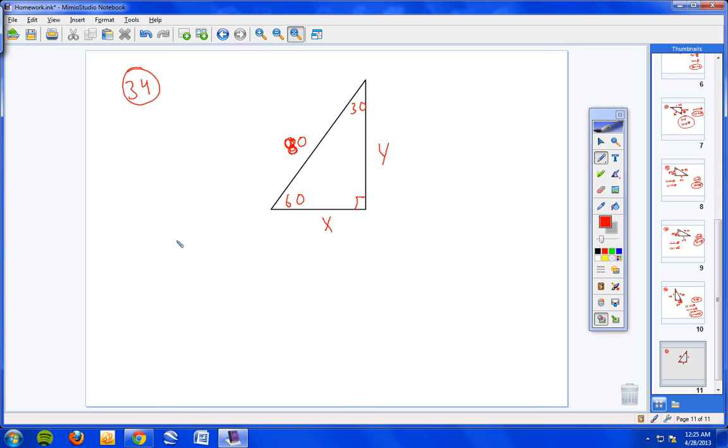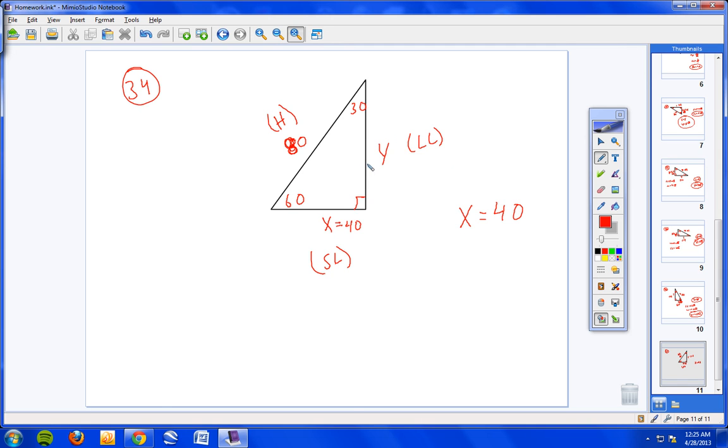Okay, let's really quickly label our sides. Here's the right angle, go straight across. This is your hypotenuse. Here's 60, go straight across. This is your longer leg. Here's 30, go straight across. This is your shorter leg. Now, if you know the hypotenuse is 80, right away cut it in half, and you know the shorter leg, x right here, has to equal 40. That's pretty obvious. So the shorter leg, x, equals 40.